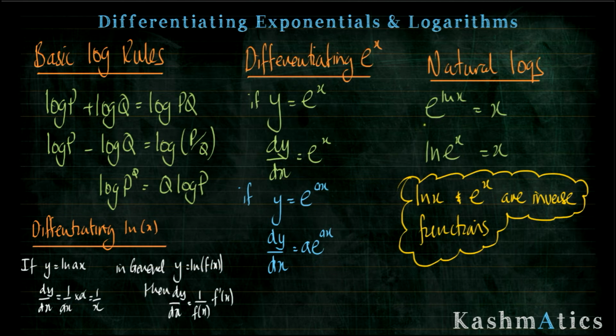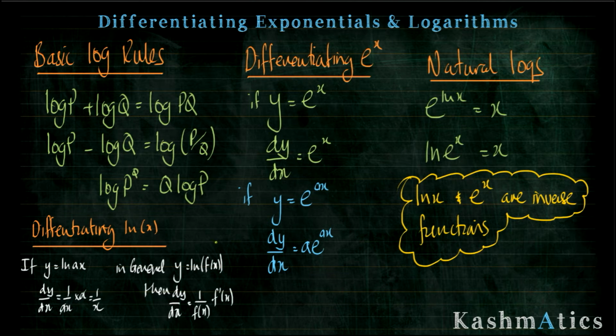The natural logs, e to the ln x is x, and ln of e to the x is x. So what we've got here is a function and its inverse function. Okay, ln x and e to the x are inverse functions of each other. So if you apply both those functions to x, you'll end up back where you started, which is x.